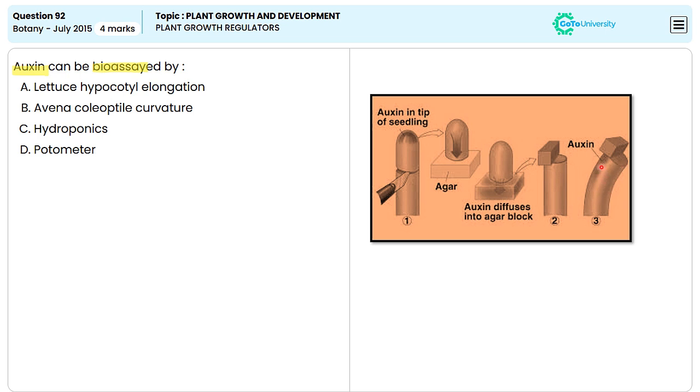That is, when auxin is applied to one side of the coleoptile, it causes that side to elongate more than the opposite side, resulting in curvature. So that means the correct answer is option B, Avena coleoptile curvature.